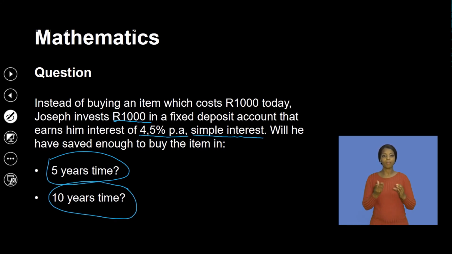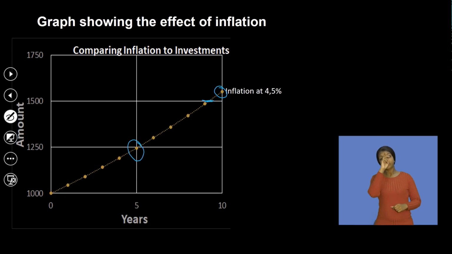We're just going to look at whether Joseph will have enough. Remember how much Joseph must have. It must be slightly above 1.5, right? So maybe we can say 1.6 something or 1.5 and 60 rands in 10 years' time. And then in 5 years' time, it will cost 250 more.